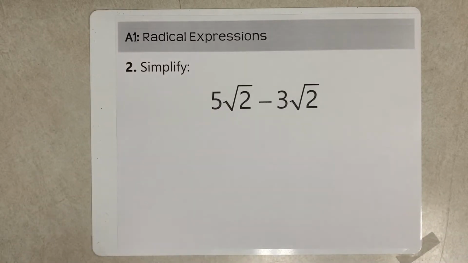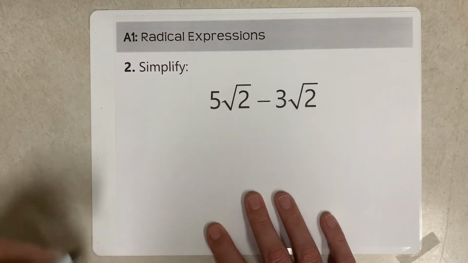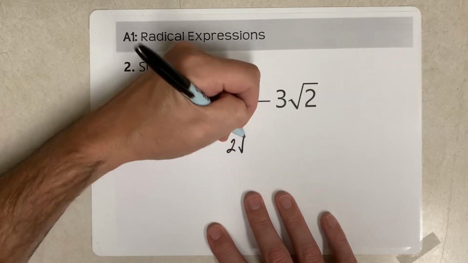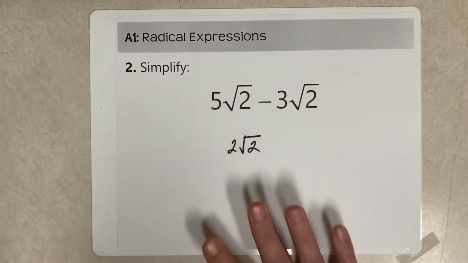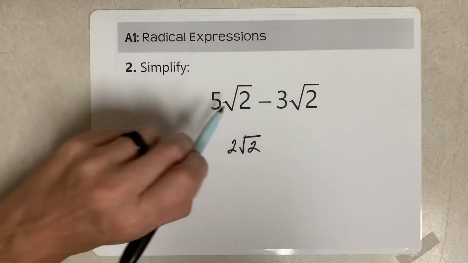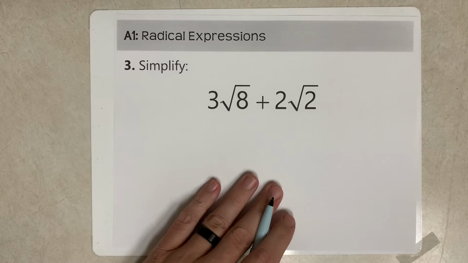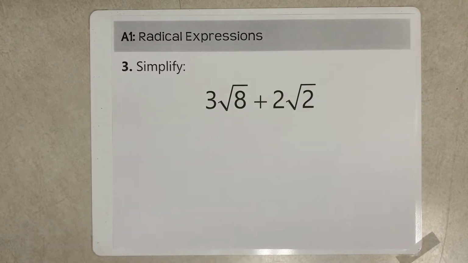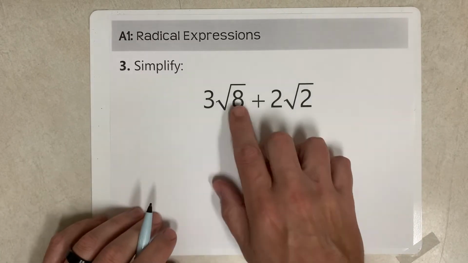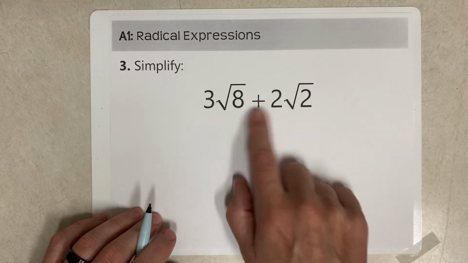Here we have another one. 5 root 2's, take away 3 of them, would leave you with 2 of them. And then that's it. So they're very simple whenever you have the same radical with each of these terms right here. This one we do not. And we also have to simplify each time too. The square root of 8 and the square root of 2 are two different radicals.